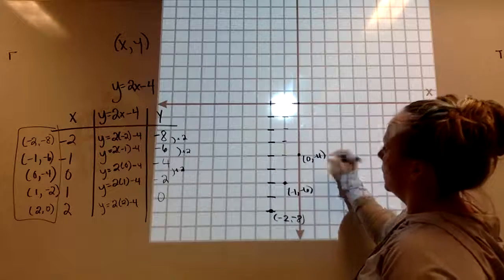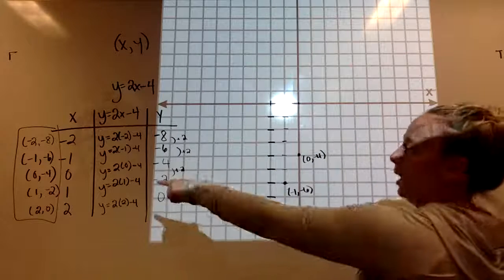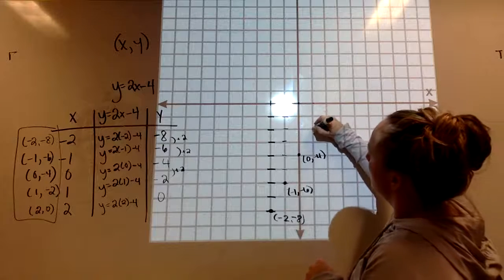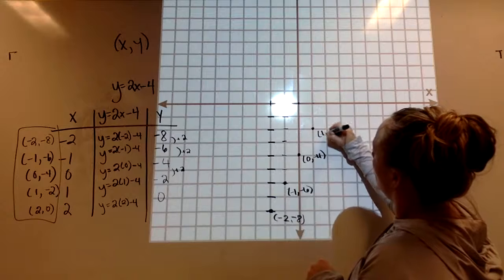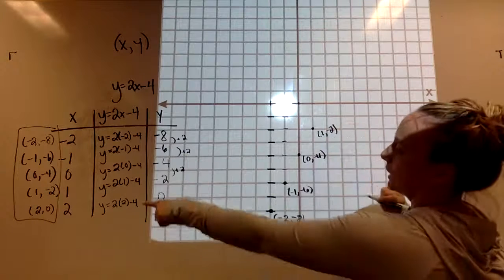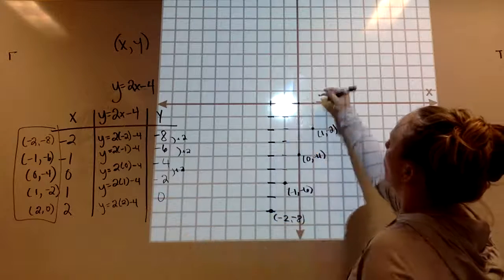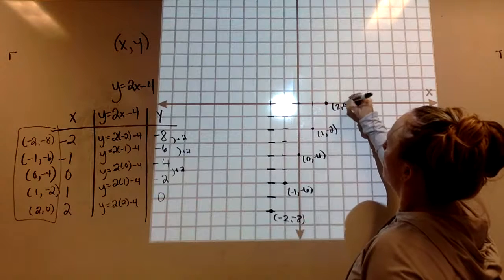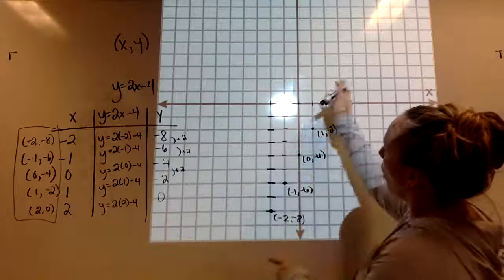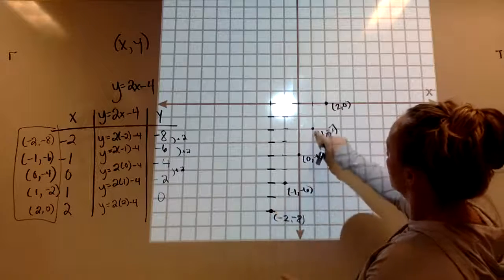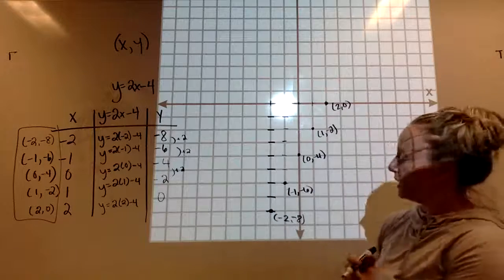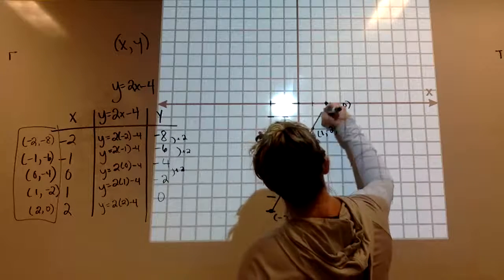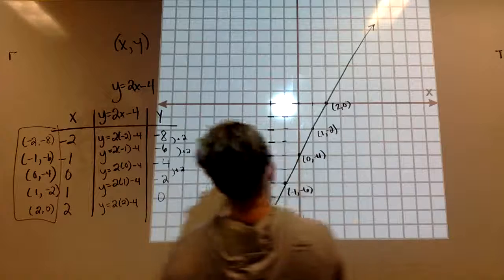0, negative 4. 1: I now get to go positive with my x values. Down negative 2, 1, negative 2. My last one, 2, 0. Over 1, 2, 0. And now I have all these dots graphed here, and I can connect them to form a line.